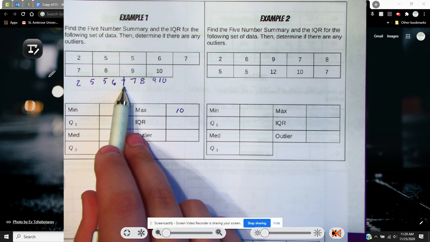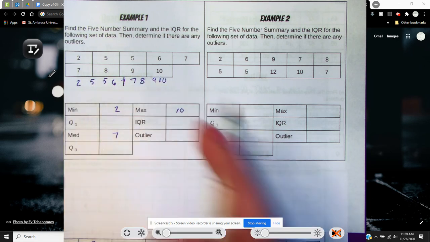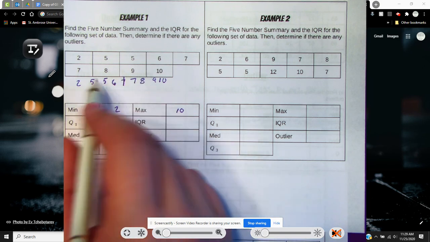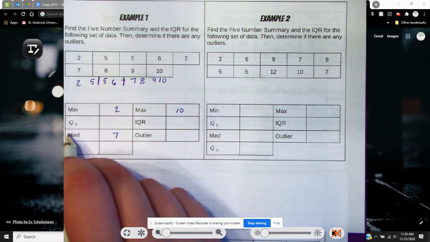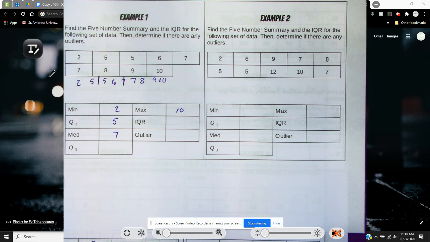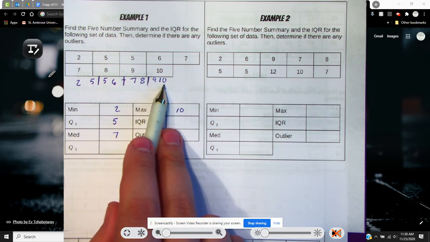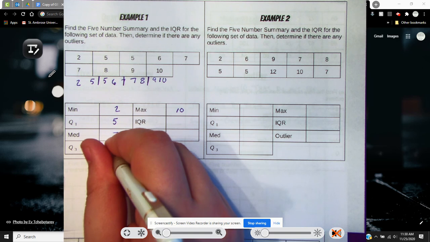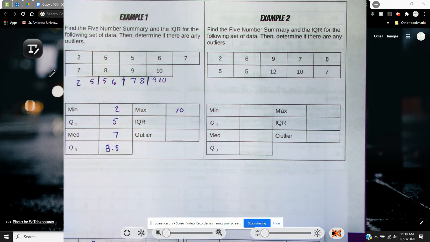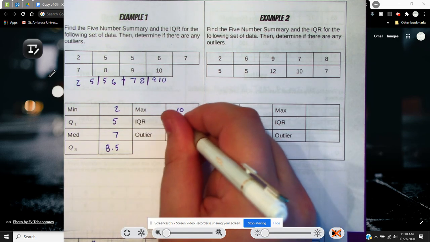Now, by drawing in that line, I did split my data into 2 halves. So I'm going to find the median of the lower, and I'm going to find the median of the upper. So for the median of the lower, there's 4 numbers, and the number between 5 and 5 is 5. So our Q1 is 5. Same thing with our upper. It's going to be between the first 2 and the last 2. So 8 plus 9 divided by 2 gives us 8.5. For the IQR, interquartile range, we're going to take our Q3 minus our Q1, so 8.5 minus 5 gives us 3.5.